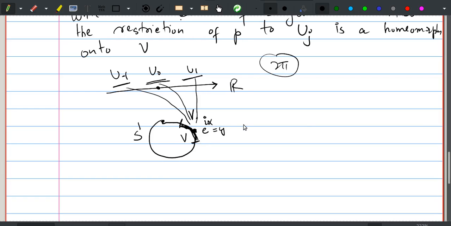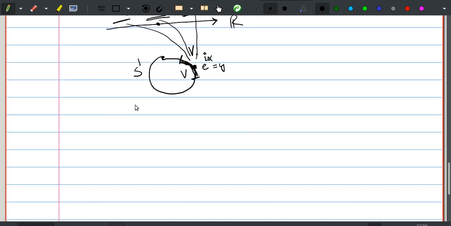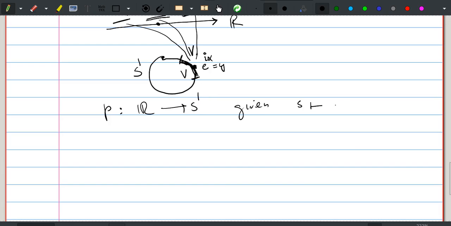Now one can look at this map P from R to S1, which is given as s goes to e to the power is. If one wishes, we can take this as the real coordinates, cos s, sin s. So these are the points on the unit circle.